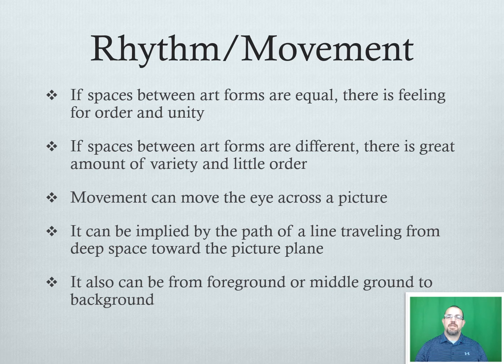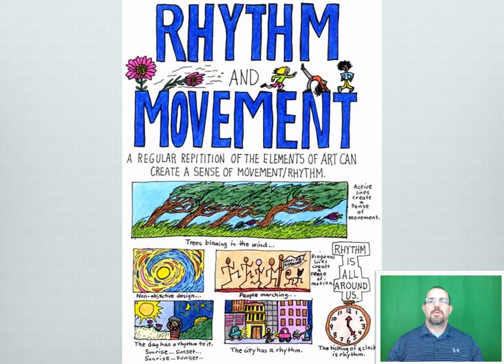Movement can move the eye across a picture. It can be implied by the path of a line traveling from deep space toward the picture plane. It can also be from foreground or middle ground to the background. I really like this poster over rhythm and movement. A regular repetition of the elements of art can create a sense of movement or rhythm.